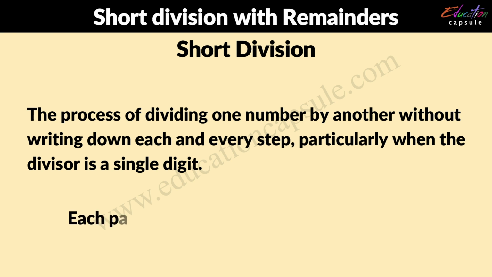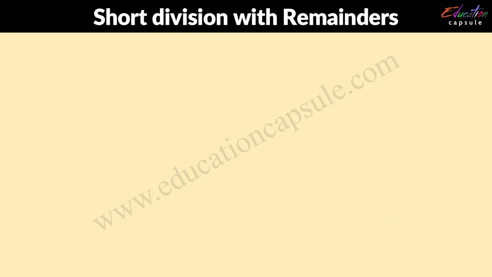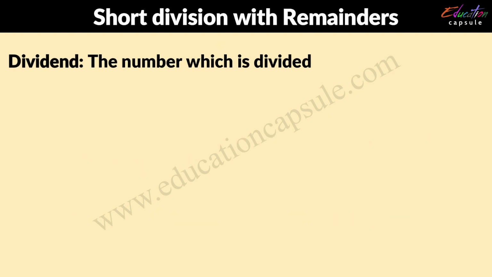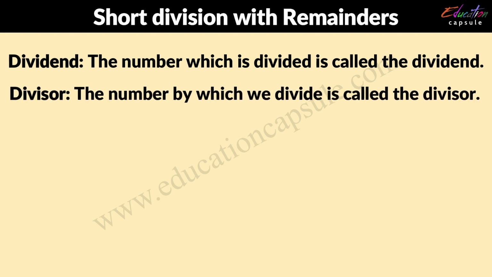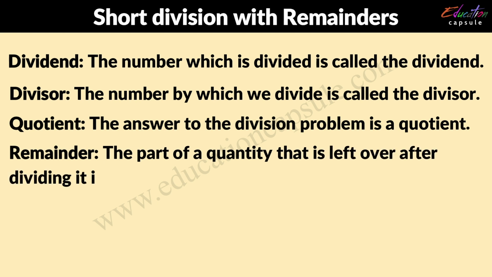Now, each part of division has a different name. The first one is dividend. It is the number which is being divided. Then we have divisor. It is the number by which we divide. Then quotient, that is the answer to the division problem. And lastly, the remainder, which is the part of a quantity that is left over after dividing it into equal groups.